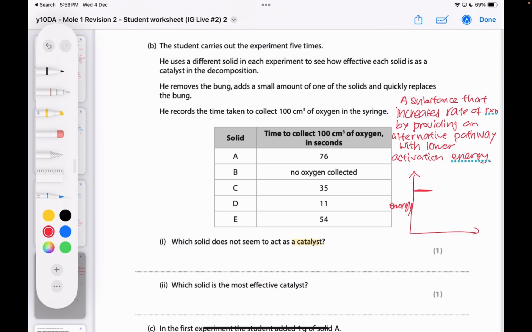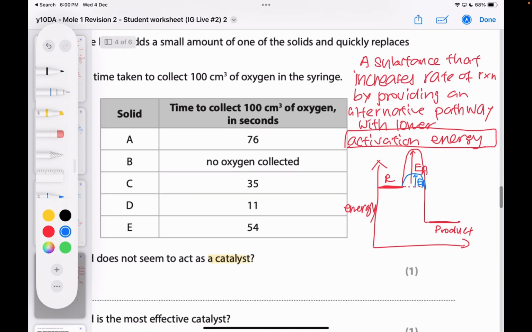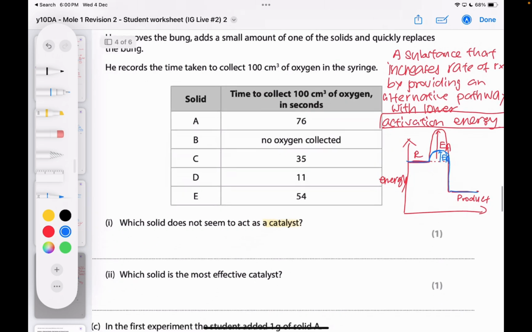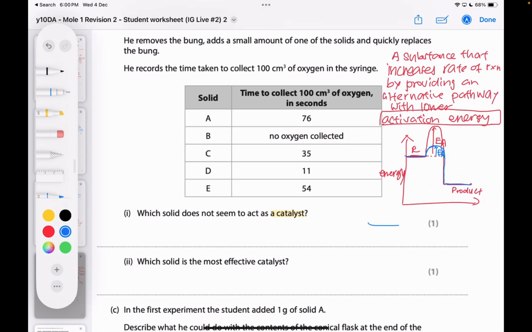I start off with this energy for the reactant and I want to convert it into a product. Without a catalyst, this probably is the activation energy, and the activation energy refers to the initial energy required for the reaction to kickstart. However, if I have a catalyst, my activation energy can be significantly lowered such that it takes a shorter amount of time to convert it into a product. That's the beauty of a catalyst.